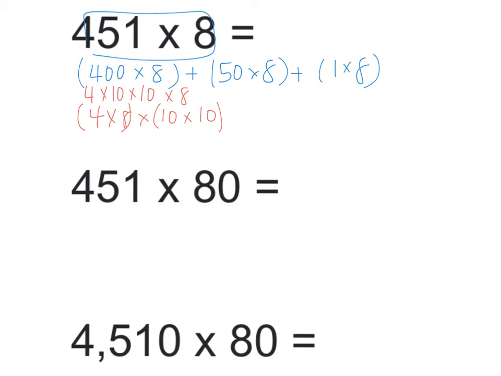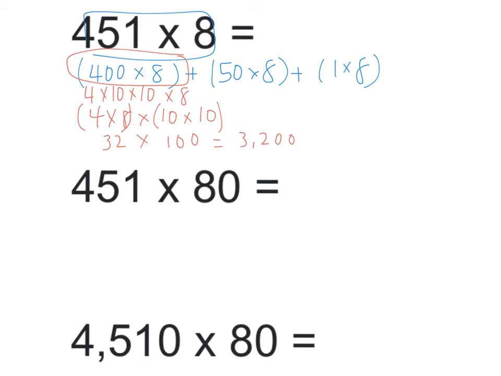Now I can use math facts. 4 times 8 is 32. 10 times 10 is? So 32 times 100 is? 3,200. Is that my final answer? No, because it's only the answer to this first part. Now I need to do the second part, 50 times 8.